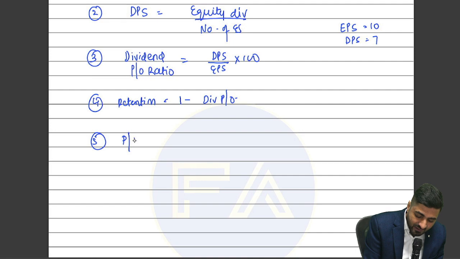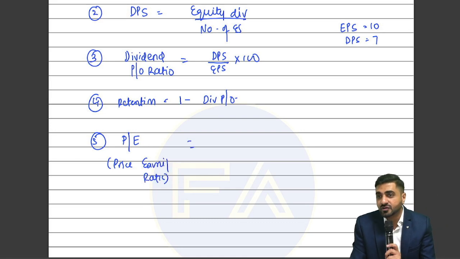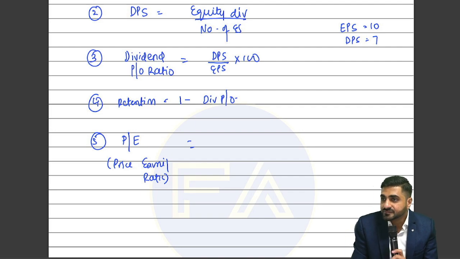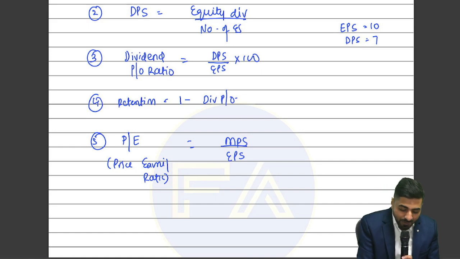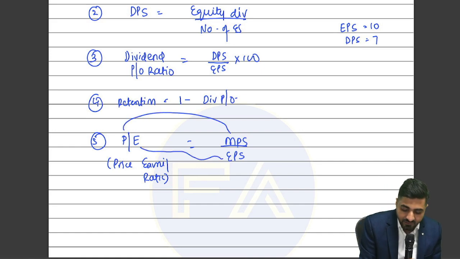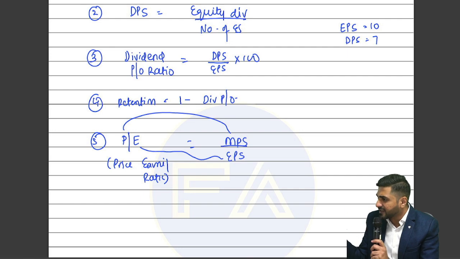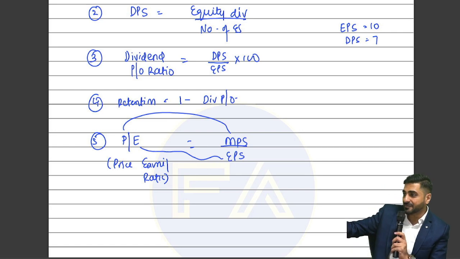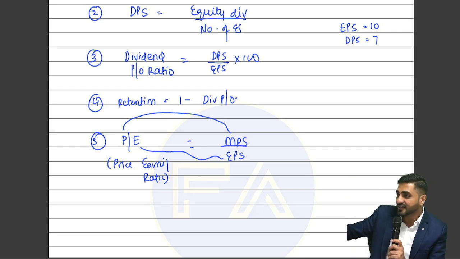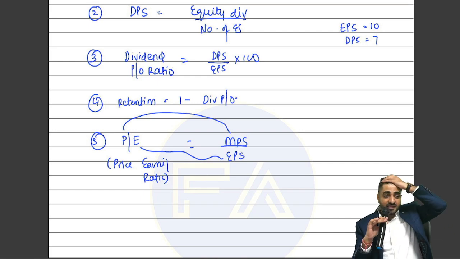Have you heard about price earning ratio? Very important ratio. What is the formula for price earning ratio? MPS by EPS. Price earning ratio is MPS by EPS. Very important ratio. All these ratios are going to come in all the subsequent chapters. That's why I call them other important. Price earning ratio, MPS by EPS. Everyone in one voice, please.